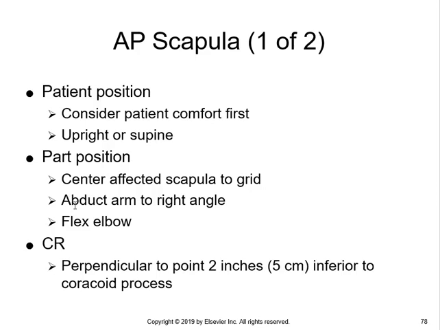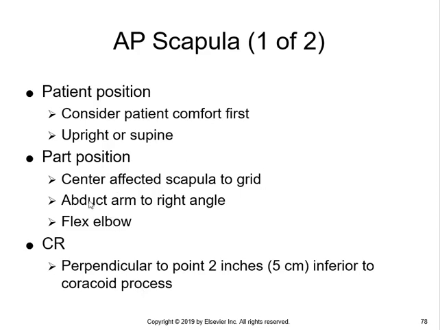For the scapula, what we're going to do is we're going to abduct the arm to a right angle and flex the elbow. Basically just have the patient put their humerus at a right angle, kind of like what you were going to do for an axillary view. So in this case, though, you're going to shoot AP, and you're going to shoot 2 inches inferior to the coracoid process. Now, on the AP of the shoulder, we might not include the entire inferior portion of the scapula itself. This time we want to make sure that we include it.